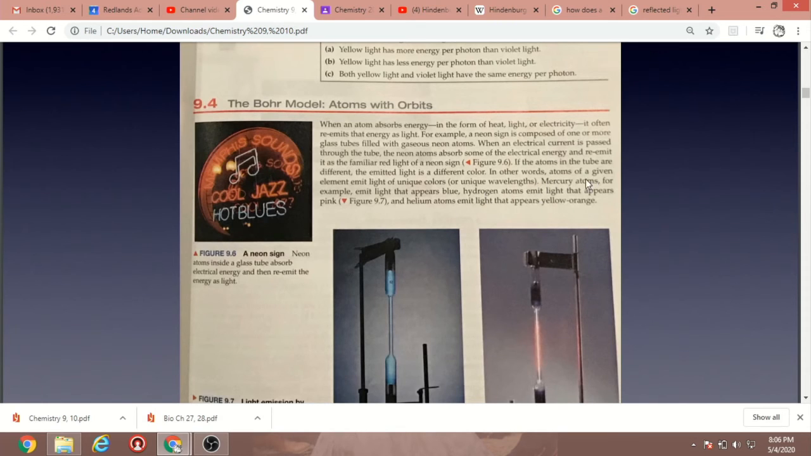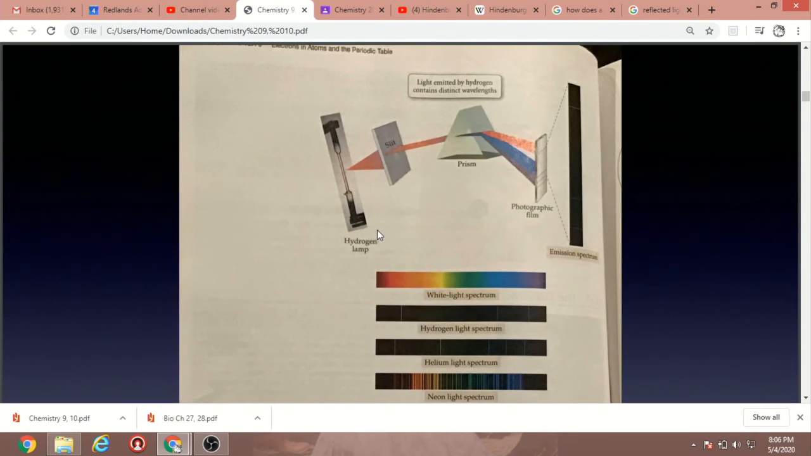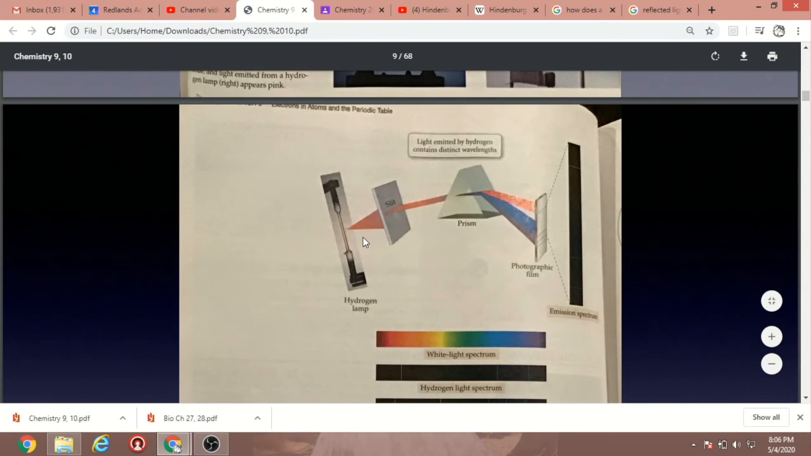In a given element, what we noticed was that there would be unique colors or unique wavelengths of light that those atoms would release. Well, so what does that suggest? That suggests that something is going on with the electrons and the amount of energy that they're consistently releasing within a particular element. And so let's look at this situation here.